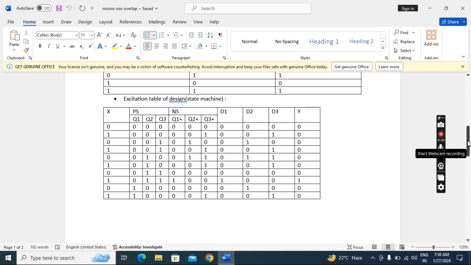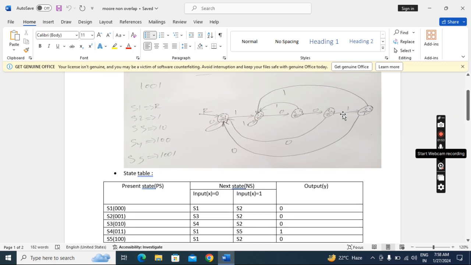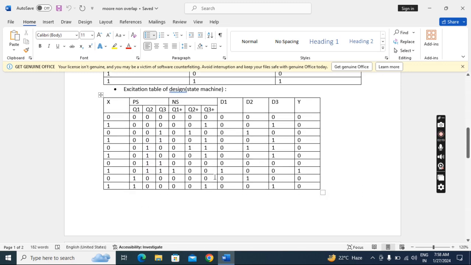We will check where the output is becoming 1 from the state diagram. Okay. So when present state is 4, meaning 011, and when input is 1, for 0111 we are detecting. So this is 011 and 1. So at this place we are getting 1. Remaining all places we can write 0. Okay, right.